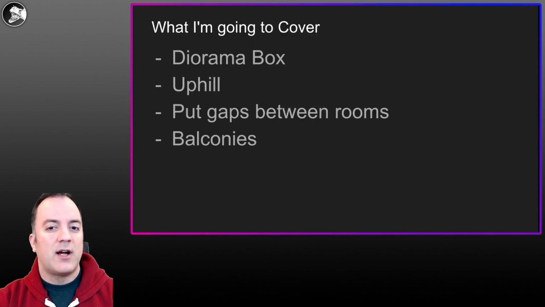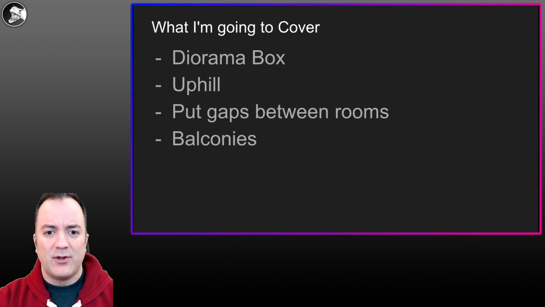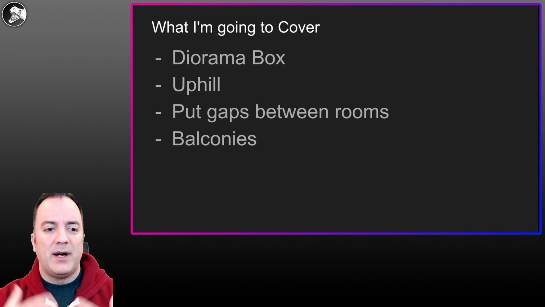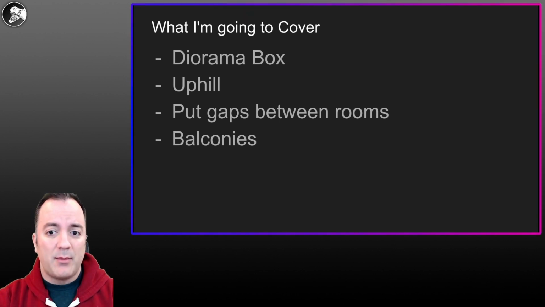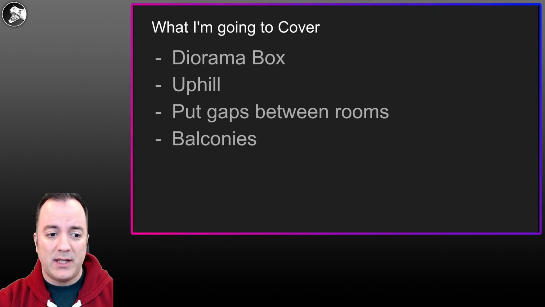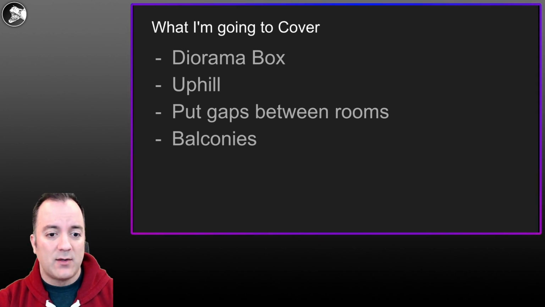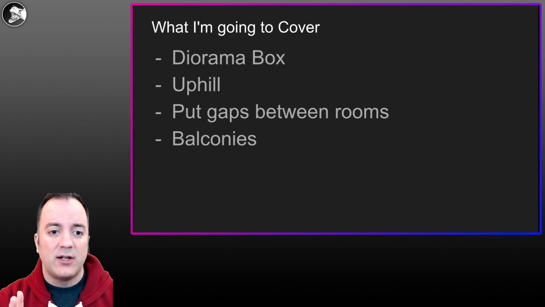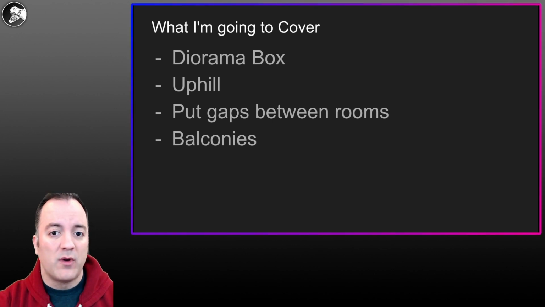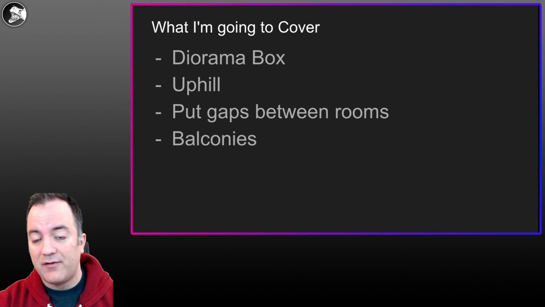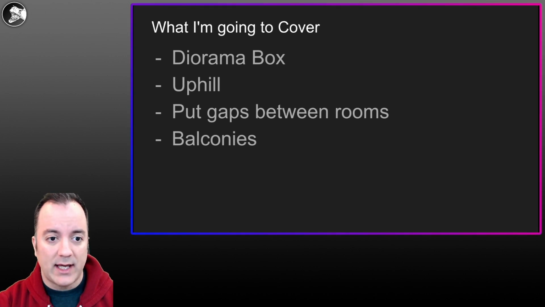We're going to cover a bunch of concepts, and I'm going to use a lot of terminology from the theater world, even though I'm not from the theater world. But some basic concepts here: diorama box, how to deal with uphill, putting gaps between rooms, and thinking about balconies. So that's trying to keep a quick video here, and maybe in a future video I'll explore more of these topics with conversion from some actual examples from my game.